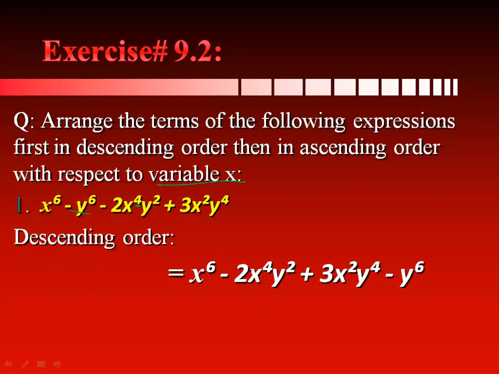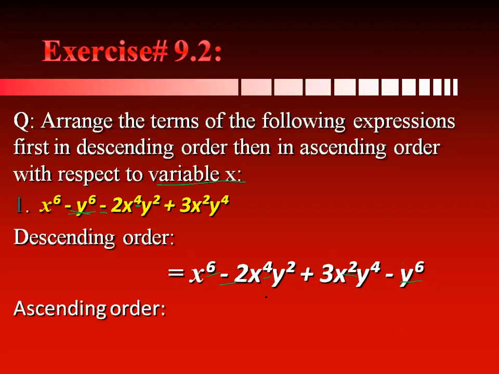Okay, so you will simply write minus, along with the sign, this is 1, minus 2x4y square. Next you have plus 3x square y4. The third greater power here is 2. And the last one is this minus y6. Why are you going to write it in the last? Because in this term y6, the power of x is 0. Okay, so 6, 4, 2, and 0. So this is the way to write down the descending order of this given expression.